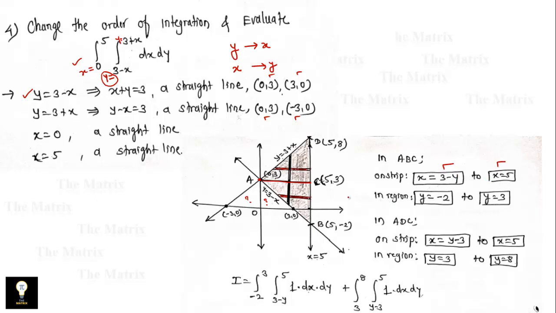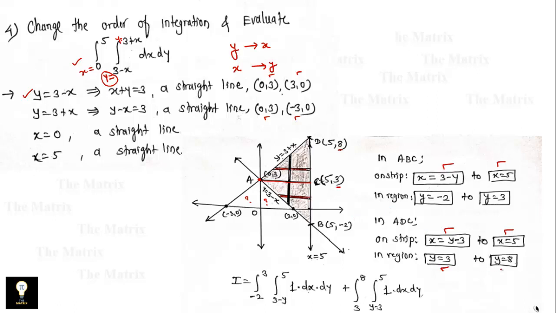Now in that region, y varies from the bottommost point to the topmost point. The bottommost point of this area is point B. That's why at B, y is minus 2, and the topmost point is line AC, where y is 3. So these are the limits for the first integral. Now in the other triangle ADC, the strip starts from line AD, which is y equals 3 plus x. So x will be y minus 3, and it is ending on x is equal to 5. Similarly, in that triangle, y starts from line AC, where y is 3, and it ends on y equals 8. These are the limits of y.